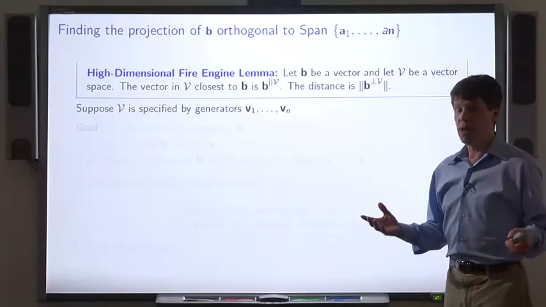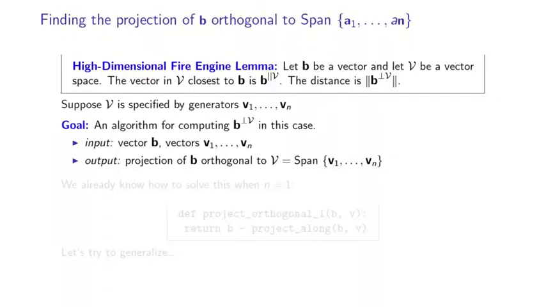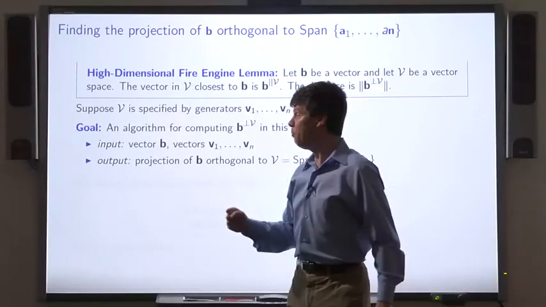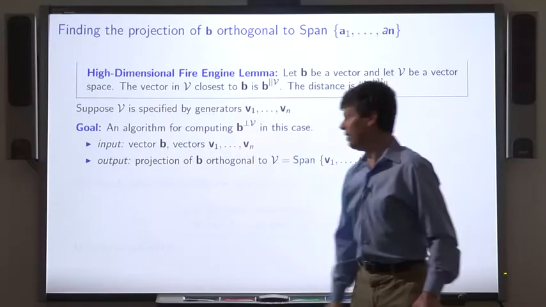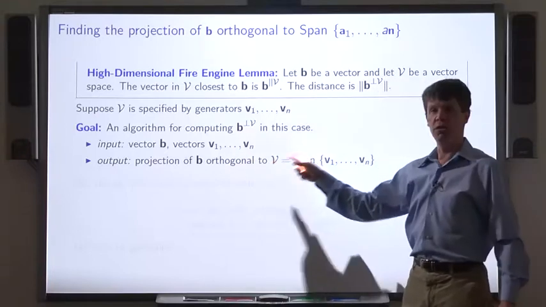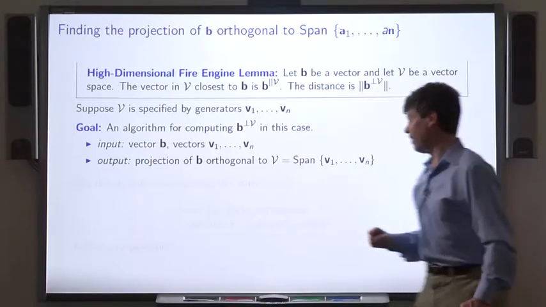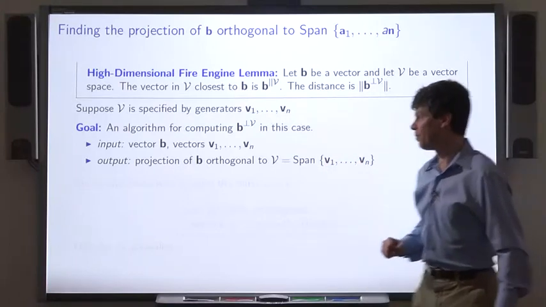Now, suppose big V is specified by generators, V1 through Vn. Then our goal is an algorithm for computing B perpendicular from the inputs, the vector B, and the generators, V1 through Vn. The output should be the projection of B orthogonal to the vector space big V, which is the span of V1 through Vn.